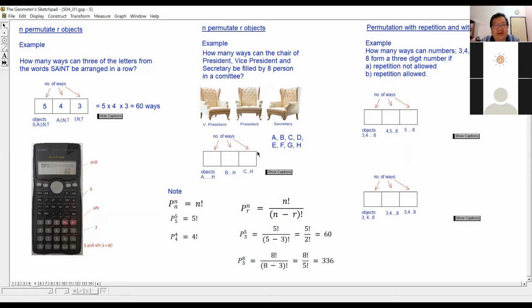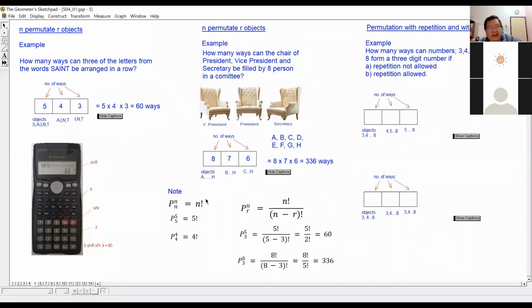So how many people can become the vice president? Seven, correct. So let's say Mr. A and Mr. B have taken up the two posts. How many people are left to become the secretary? Six. So 8 times 7 times 6 is 336 ways.